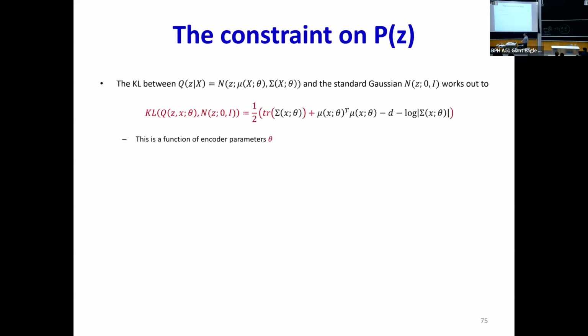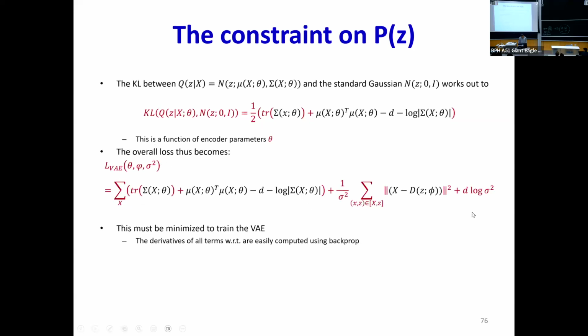On the slide, it's the trace of the variance, which is basically the sum of all the diagonal elements of the variance, plus the squared norm of the mean, minus the log of the determinant of the variance. So you have the log determinant of the variance, which is a function of theta, the squared norm of the mean, which is a function of theta, and the trace of sigma, which is a function of theta. If this term is minimized, then you're minimizing the KL divergence between Q and the standard Gaussian. Now this has to be averaged over all training instances. So that's what we do.